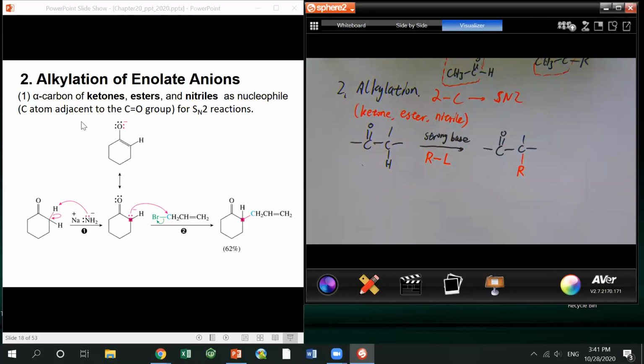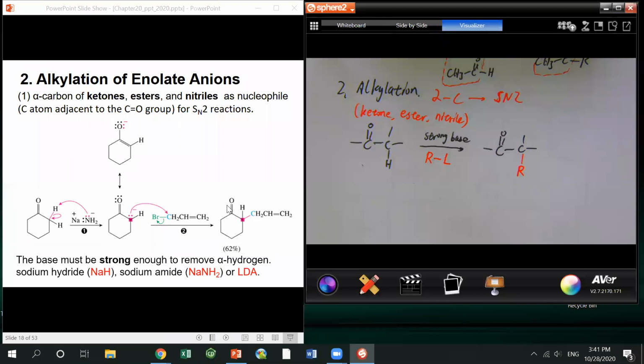Here I show you a little bit of the mechanism. First, the strong base picks up the alpha hydrogen and forms the enolate. So the enolate is the intermediate, and then the alpha carbon of the enolate acts as a nucleophile in the SN2 reaction. You put the alkyl group on, so that's why it's called alkylation.